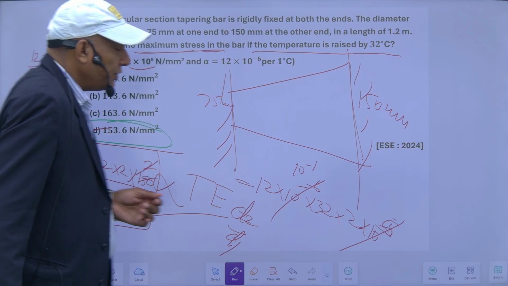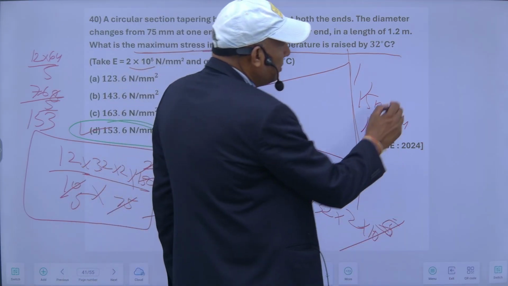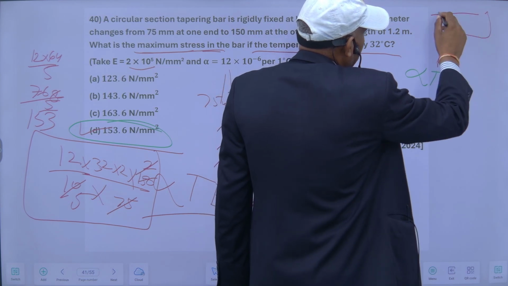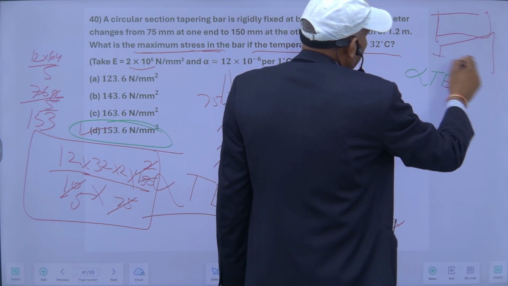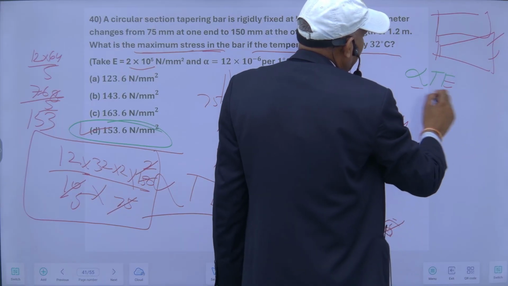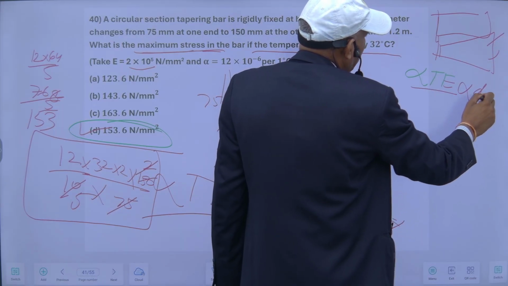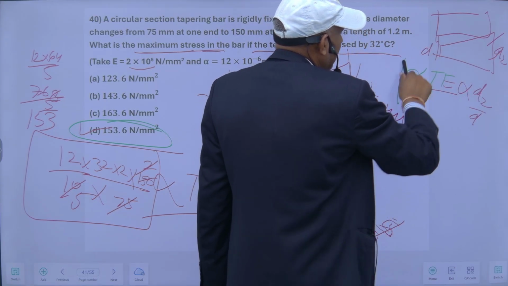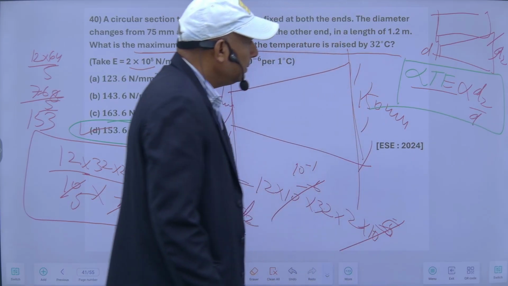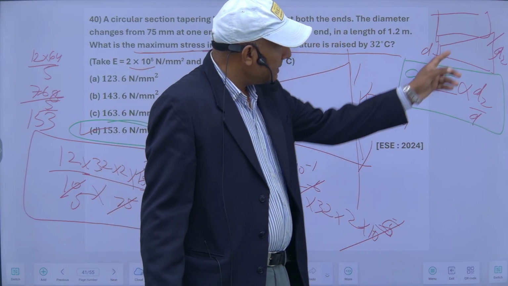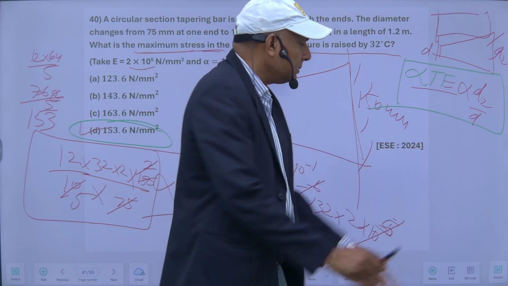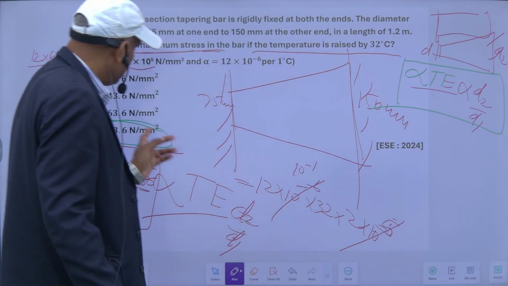So in case of a uniformly tapering bar, the maximum stress formula is alpha T E as this is for prismatic, and in case of tapering, this will be alpha T E into D2 upon D1. This is D2 and this is D1. So this is the formula for temperature stress in a tapering bar. In case of tapering, I have to multiply by D2 upon D1. So your answer is this one.